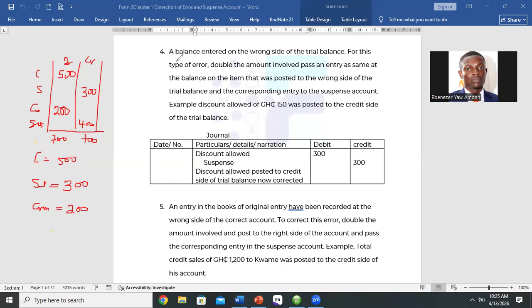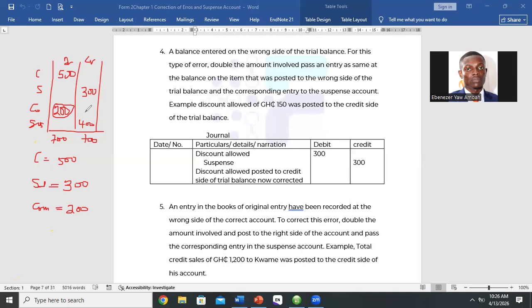So if you have entered a balance on the wrong side of an account, that's fine. But how would you correct it? If you look at the analysis I've done, this commission is not supposed to be here. It's supposed to be at the credit side.